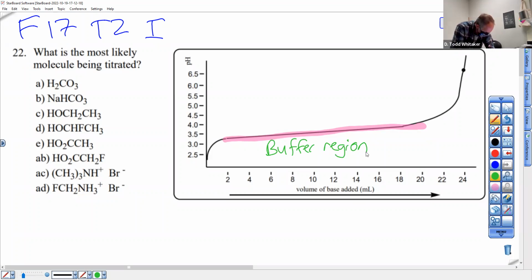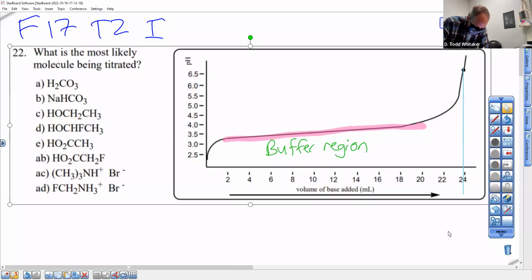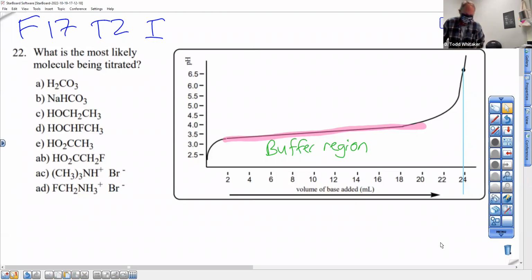This point where we are at 24, going straight down there. I can't get it on the 24, but it's on the dot. The dot is where the slope changes from going that direction to vertical. That's called the inflection point, but you don't need to know that. We call it the equivalence point, and at the equivalence point, your titration is over.